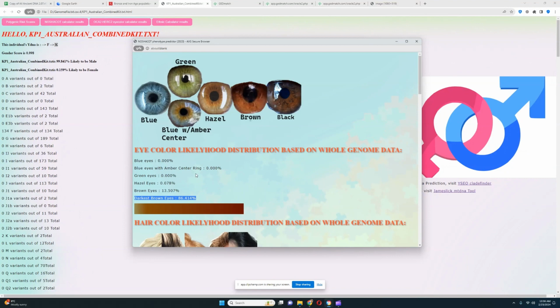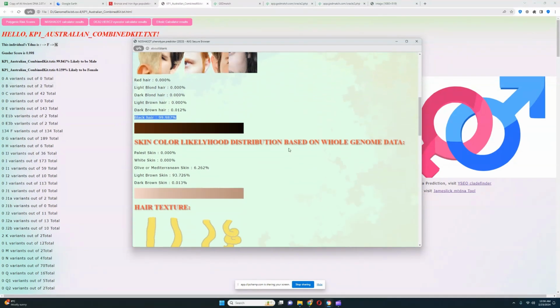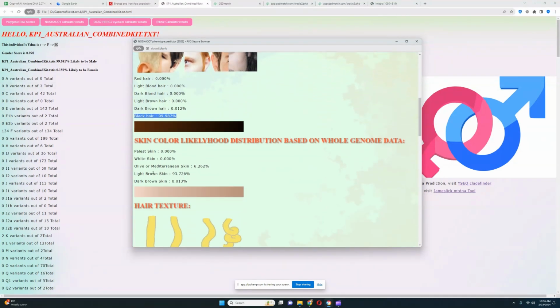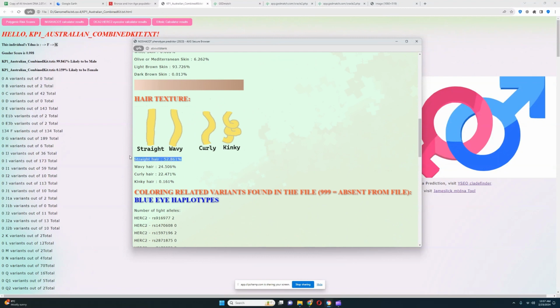No likelihood of any eye color lighter than hazel, so definitely very dark in color. Black hair once again, so this individual does not have any kind of light hair color. For skin color, most likely light brown skin, which might not be very accurate, because I think these Australian natives in general have pretty dark brown skin. But that's interesting.